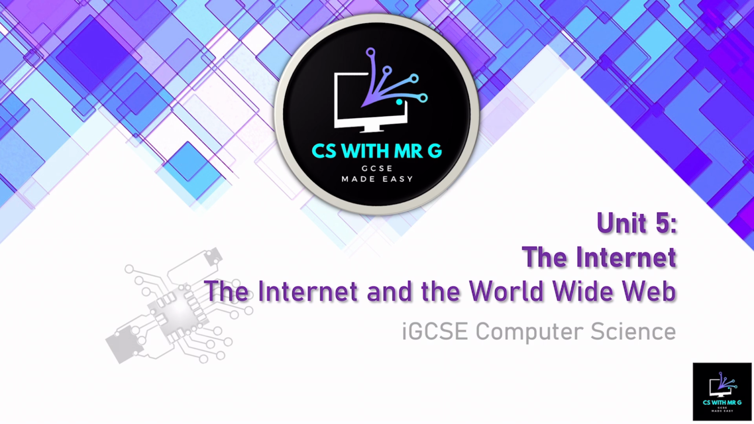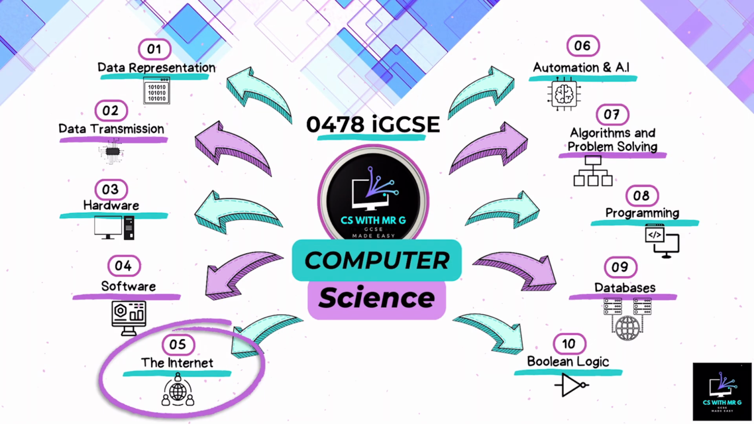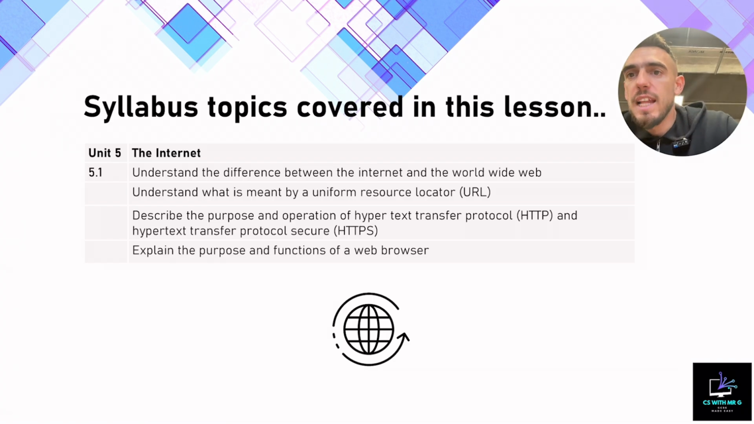This is lesson 1 of a series of 5 lessons starting with the differences between the Internet and the World Wide Web. We are currently here in the syllabus in Unit 5, and the topics that we will look at today: understand the difference between the Internet and the World Wide Web. These are two separate entities, okay? They are two separate things that we need to understand the difference between.